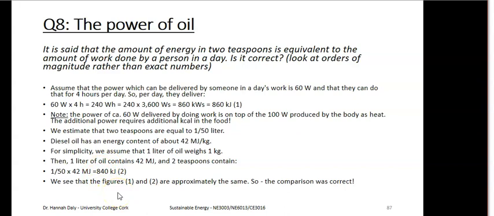And I think that, again, illustrates the huge amount of energy that we're unlocking when we burn fuels like oil.